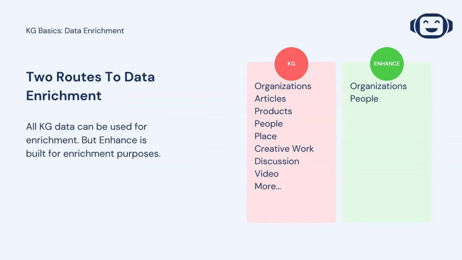So what data can be enriched with the KG? Our KG is comprised of billions of entities sourced from across the public web and linked by relationships and facts. All of our entity types can be used for data enrichment, with two of them built into our data enrichment product Enhance: person data and organizational data.